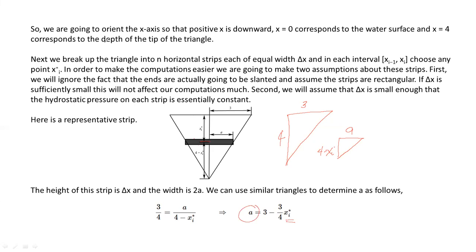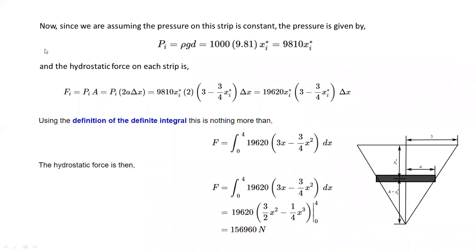Okay, now we will continue. We'll clear the drawings here and we will continue to the next slide. And now, since we are assuming that the pressure on this strip is constant, the pressure is given by, again, we go back to rho g d, and our d, remember in the first slide, the d is represented as y because it's in the usual orientation where the vertical axis is y. Now in this problem, we change it to x, then we change it to x sub i.